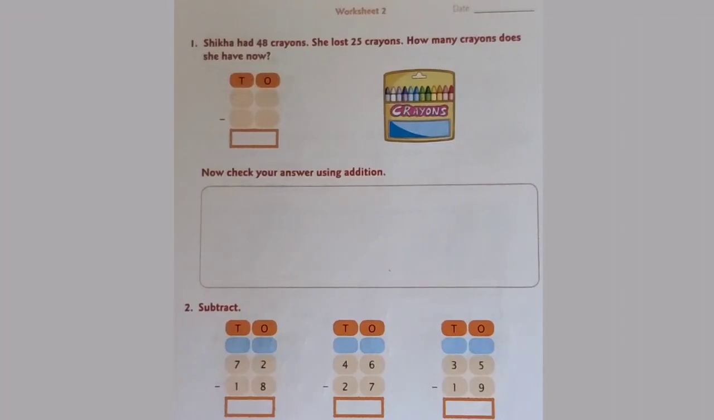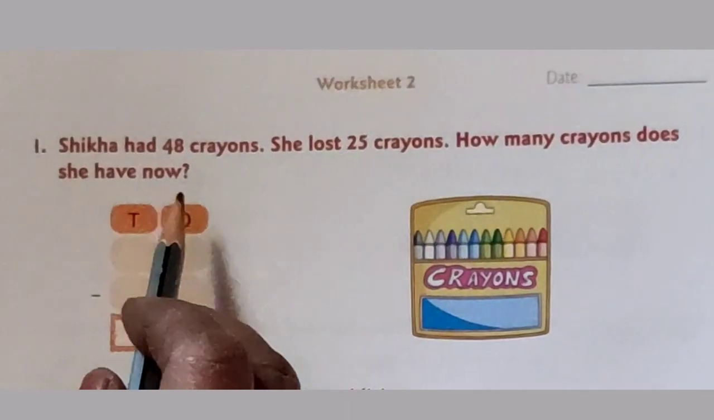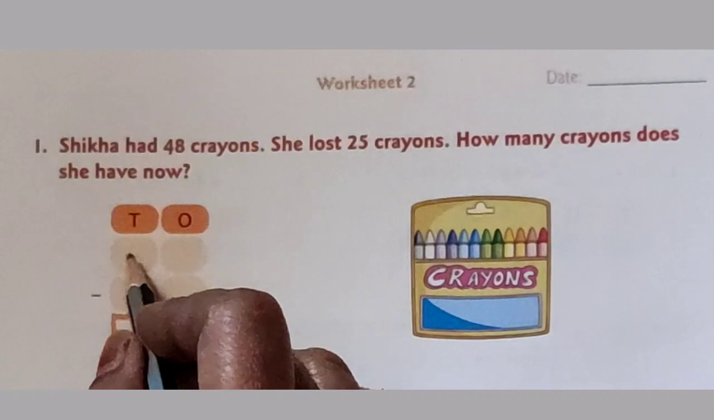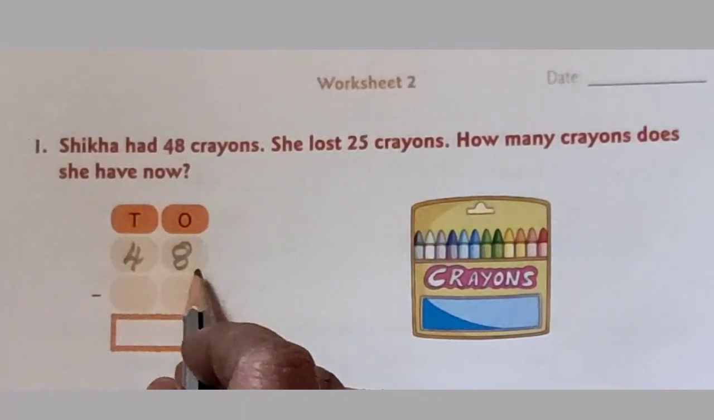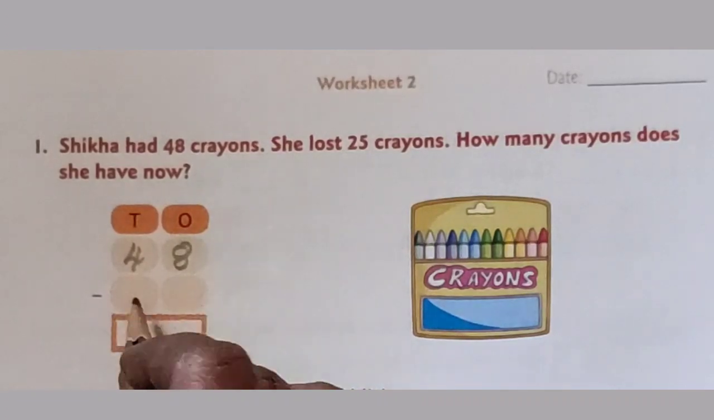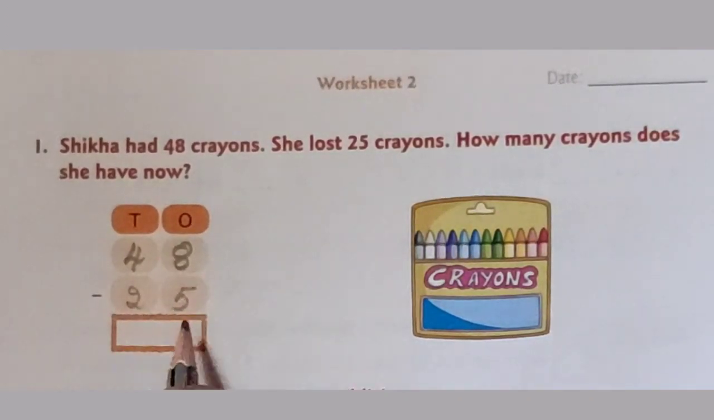Now all of you open page number 19, children. Write today's date. Let me read the first question for you. Shika had 48 crayons. She lost 25 crayons. How many crayons does she have now? Now here Shika had 48 crayons. How many crayons she had? 48. Write down 48 in the first 2 boxes. Next, how many did she lose? She lost 25. Write down 25 in the next.